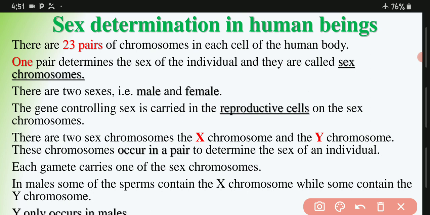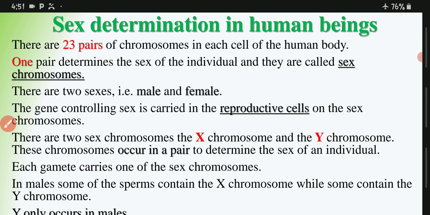The remaining 22 pairs, because we said we have 23 pairs and one pair determines the sex of the individual, are the so-called autosomes. These autosomes are chromosomes that carry genes that determine other characteristics apart from the sex of an individual. I hope you have got me there.